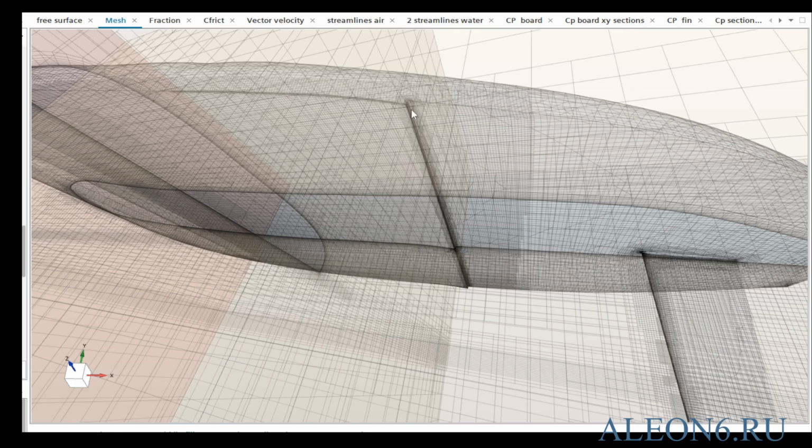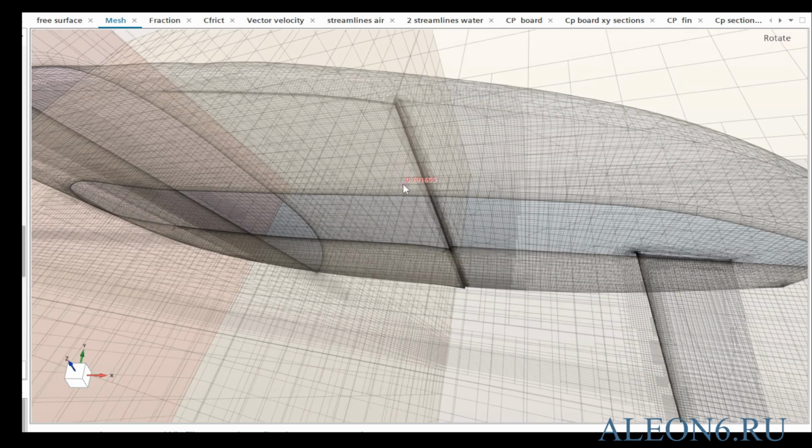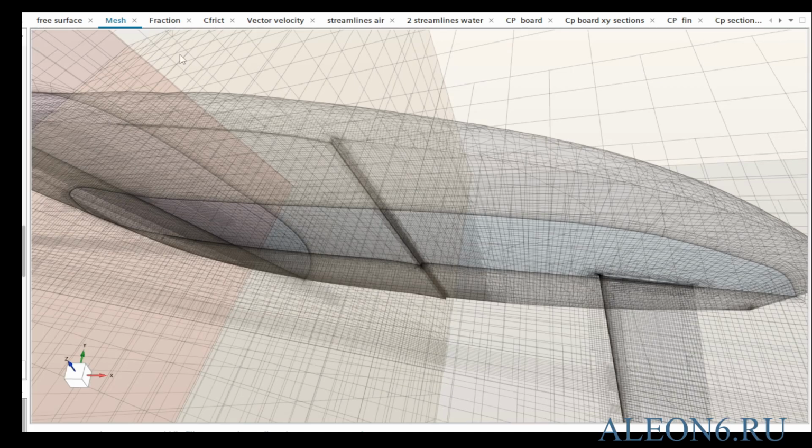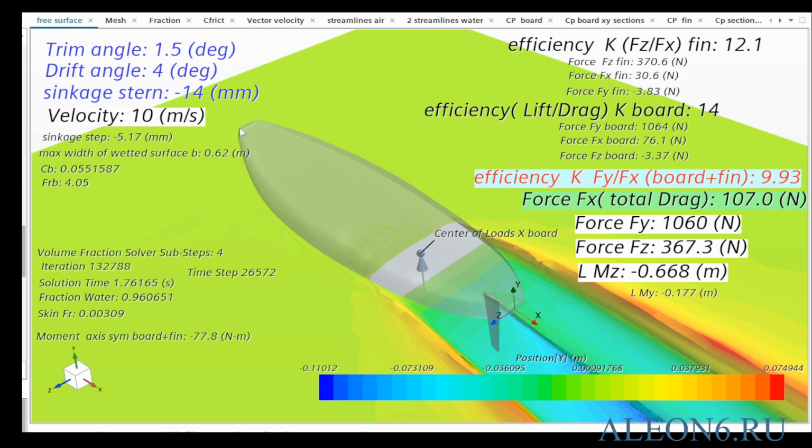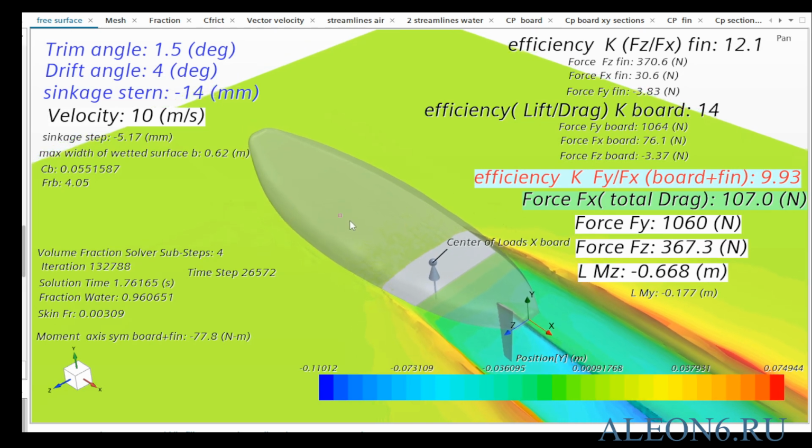Computational model. To accurately capture the ventilation effects in the cavity behind the step, the computational mesh was significantly refined in that region. This resulted in a higher resolution model comprising approximately 3.5 million cells. Results and operational parameters. Through solver calculations and parameter adjustments, the required operating conditions were determined. To generate the target forces, the board now operates at a significantly reduced trim angle of 1.5 degrees, with a drift angle of 4 degrees and a stern immersion of only 14 mm.